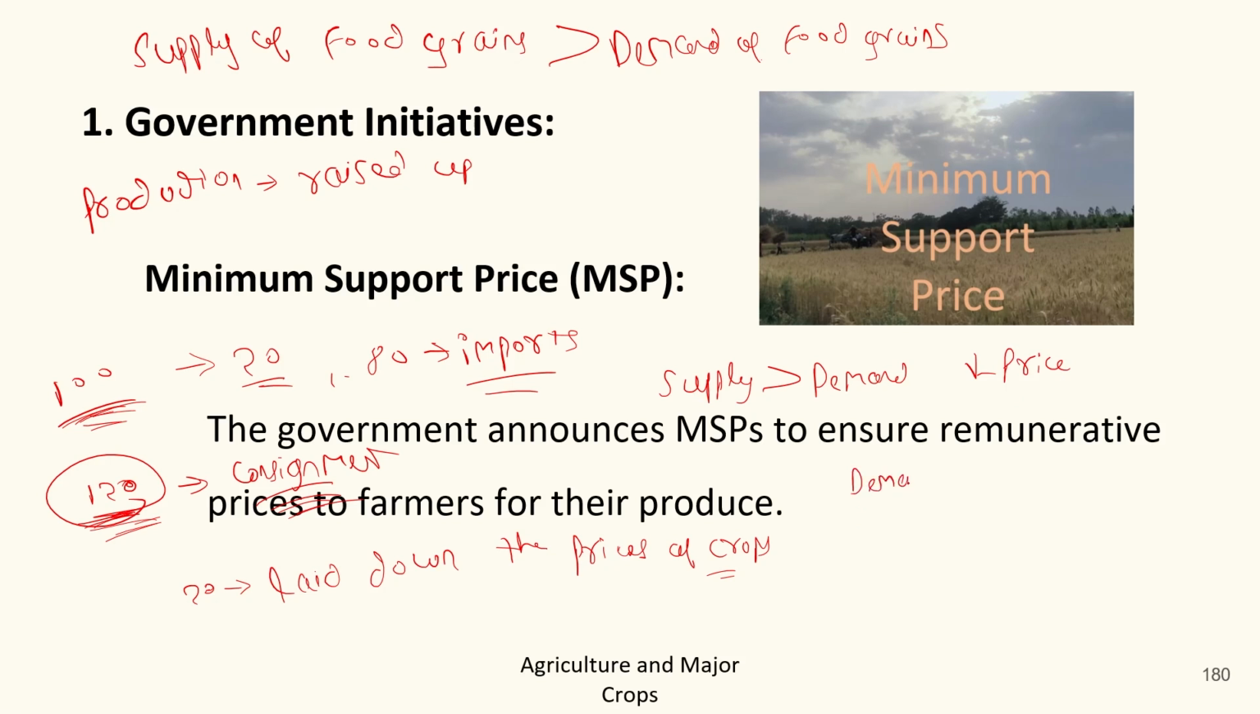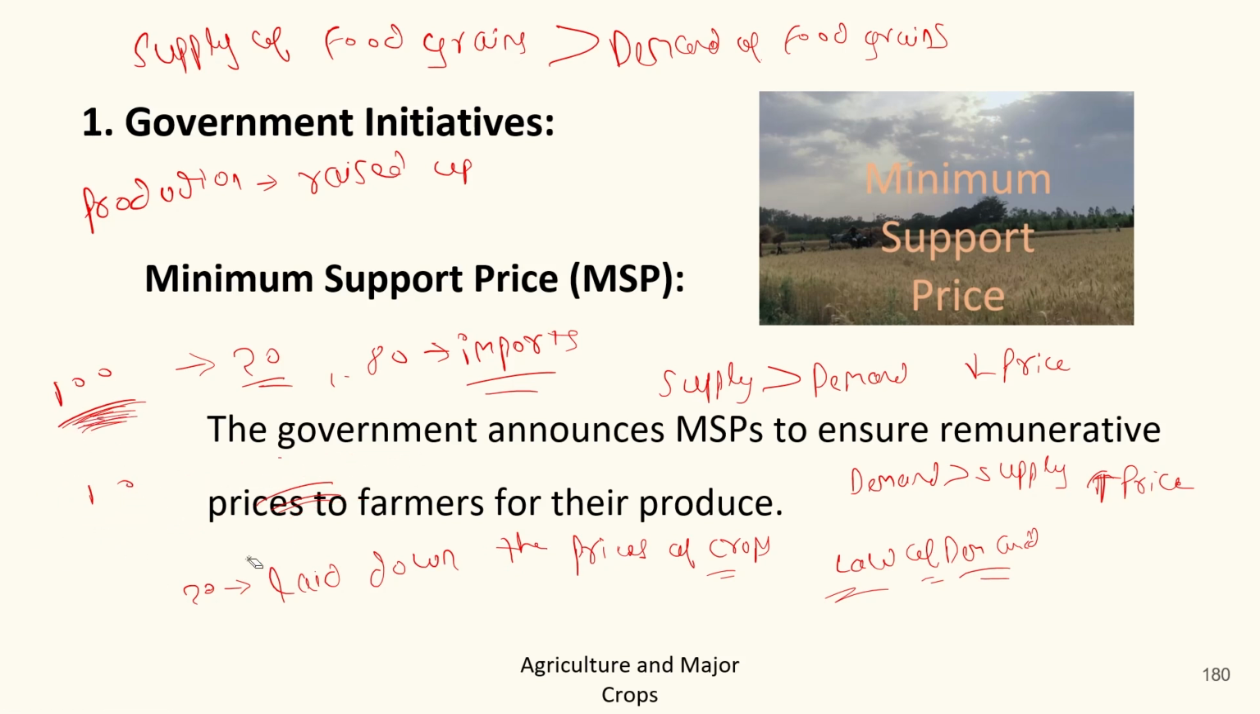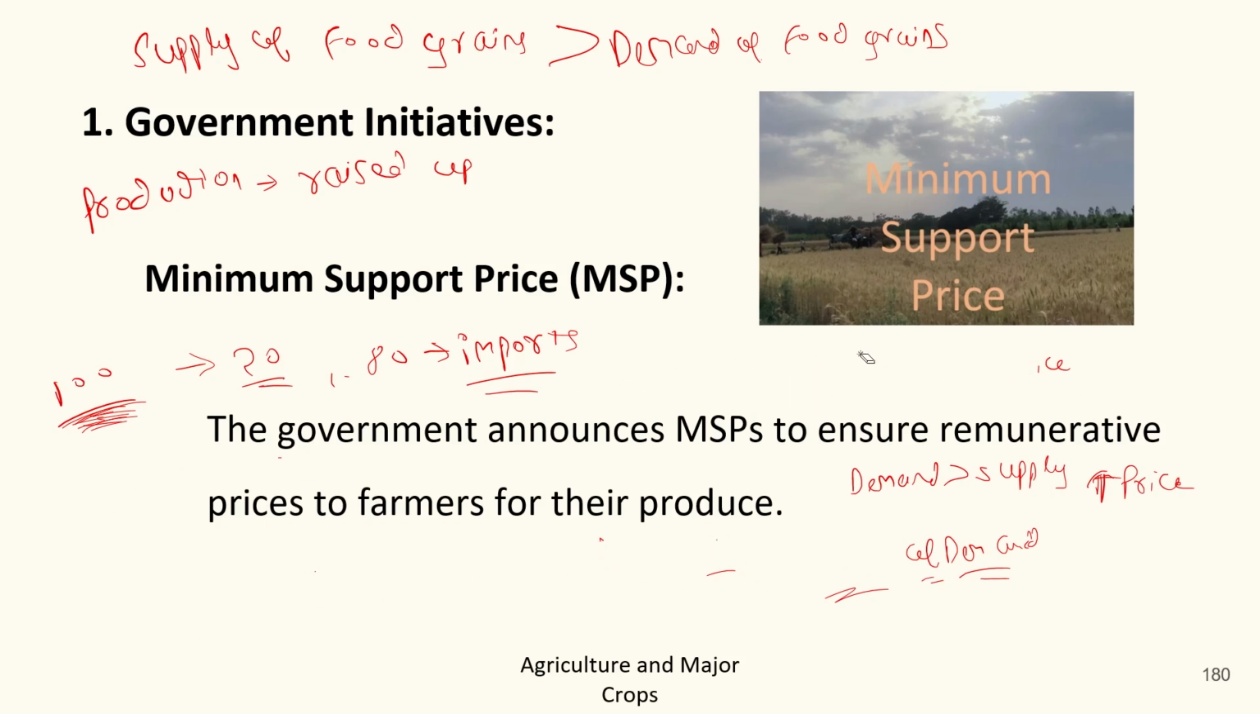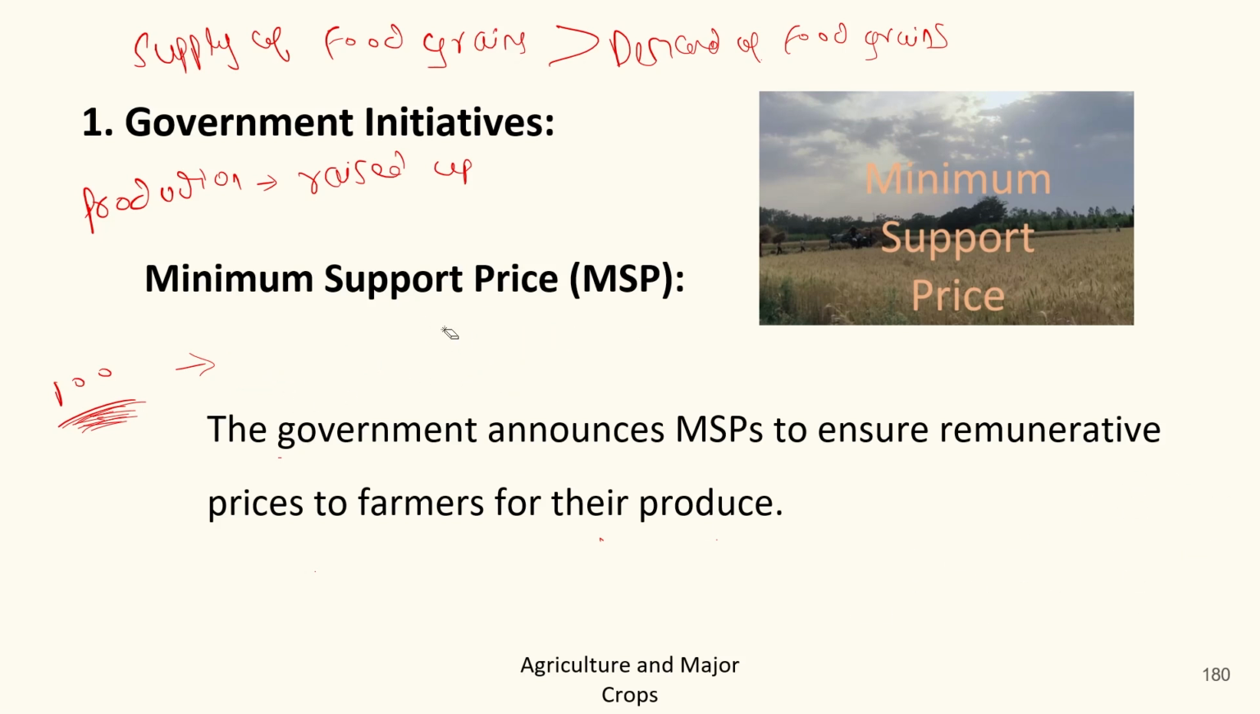Similarly, when demand overcomes supply, prices rise up. This is called the law of demand. The law of demand was working during this time because we had an excess of supply and didn't have any demand for these things. The prices were falling rapidly and the farmers were not getting what they had invested in the production. That's why the government had to introduce the minimum support price.